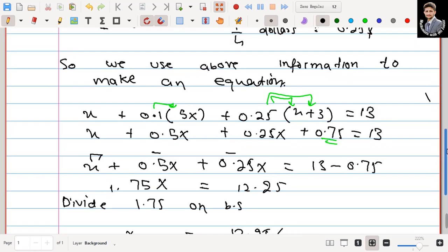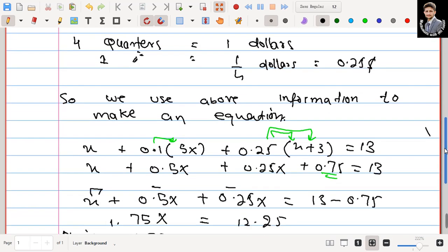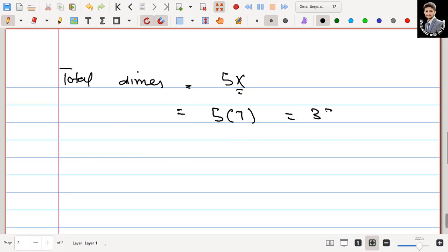From this I can find the values of quarters and dimes as well. Total dimes, as we said earlier, is equal to 5x. You simply put the value of x. What is my x? x is 7. So 5 times 7 is equal to 35. Now total quarters is equal to x plus 3. Put the value of x here. x is simply 7. 7 plus 3 will give you 10.